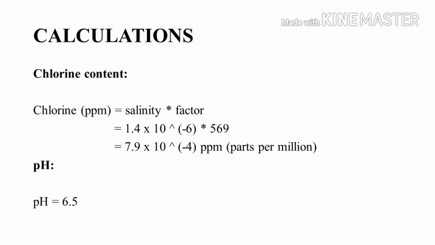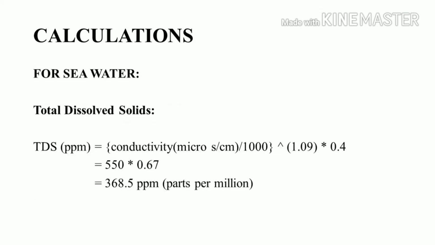And the calculations for chlorine content. The calculations for the chlorine content is given below. Chlorine content is equal to salinity into factor. That is, the salinity value is 0.4 into 10 power minus 6 into the factor 569. It is 1.9 into 10 power minus 4 ppm, parts per million. The pH is found out by using the data obtained from the internet. That is, the pH is 6.5.